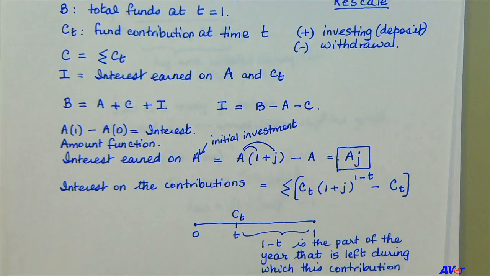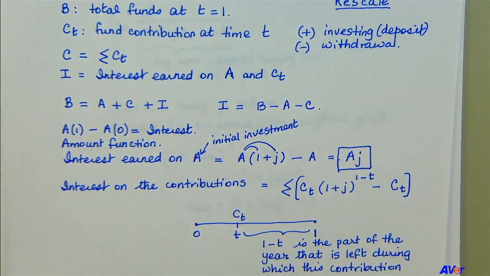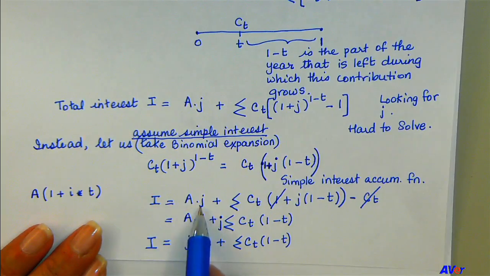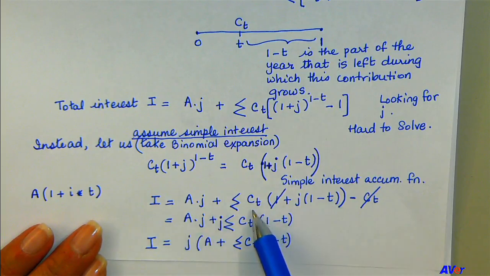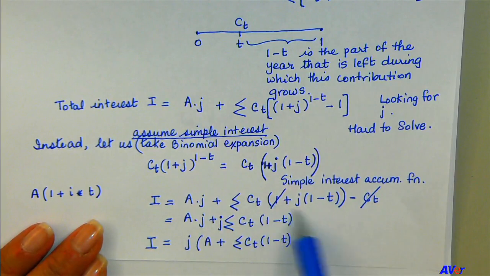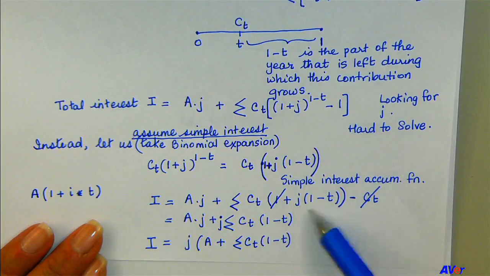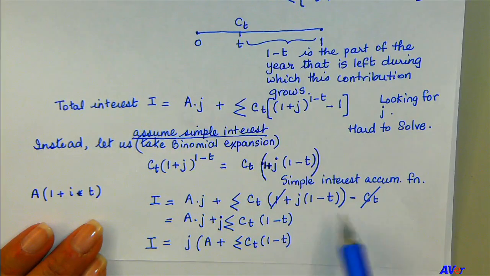So here's the initial contribution. Here's the contribution grown, and then I'm subtracting away the contribution to see what the growth was, the interest that was made on that contribution. So here I'm saying that the total interest is equal to the interest on A, which is AJ, plus the contribution, grow it at simple interest, because this is harder to work with. We're assuming simple interest. So 1 plus i times the time that it grows. That's the accumulation function for simple interest, minus what you started with.